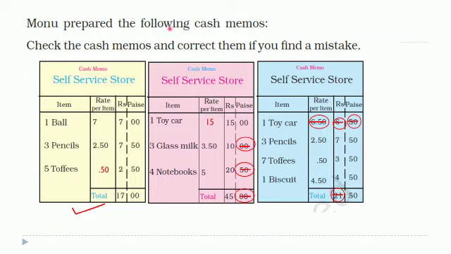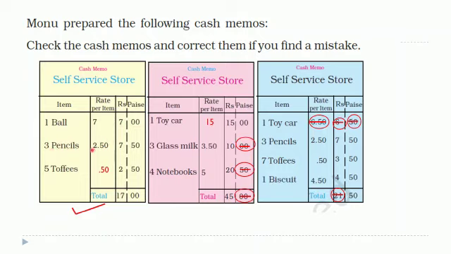Now here Monu prepared the following cash memos and we have to check these, are they correct, and if they are wrong we have to correct them. Now the first one, you see they have given 1 ball. This is the rate for 1 item. Per item means for 1 item. And this is the total amount they have to pay for 1 ball. So 1 ball costs 7 rupees. So Monu has calculated it as 7 rupees and 0 paise.